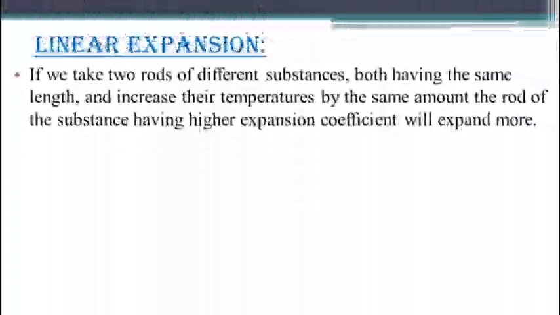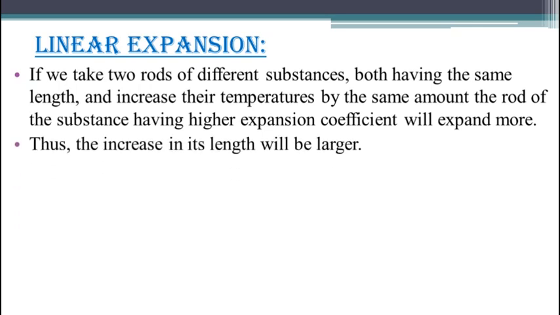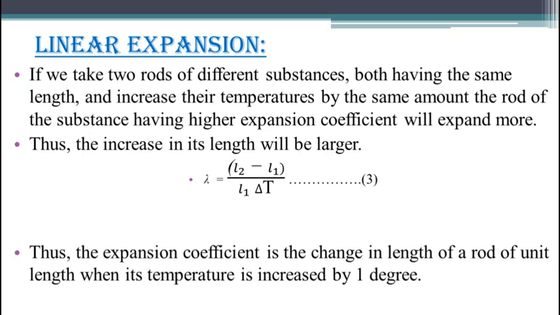Now next, if we take two rods of different substances, both having the same length, and increase the temperature by the same amount, the rod of the substance having higher expansion coefficient will expand more, and thus the increase in its length will be larger. An equation can be written like this: lambda, which is the coefficient of linear expansion, will be equal to L2 minus L1 divided by L1 multiplied by delta T.